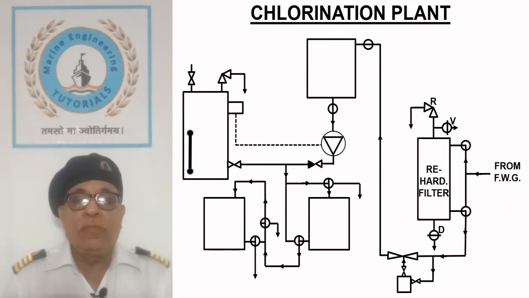Chlorination plant. The sketch shows a chlorination plant found on some ships which are equipped with a separate tank and hydrophore for drinking water. Chlorine is the most effective chemical for destroying any likely contaminant which can be present in seawater. Chlorination is often used on ship for disinfection of drinking water.